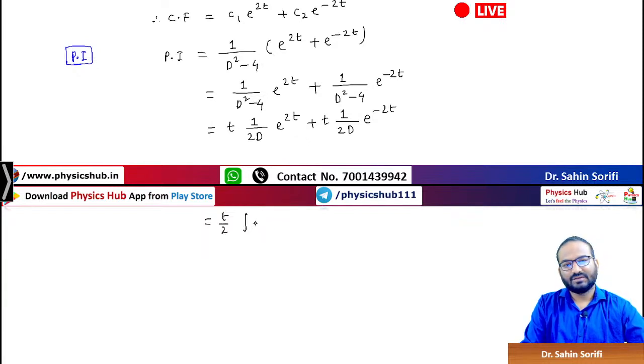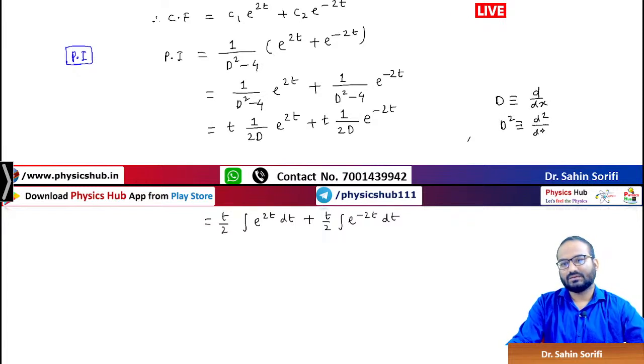It means e to the power 2t dt plus t by 2 e to the power minus 2t dt. Remember this thing, I think you know it. D is equal to d/dx, D square is d square by dx square, and 1 by D corresponds to integration.